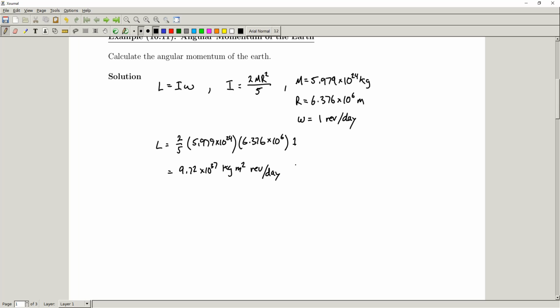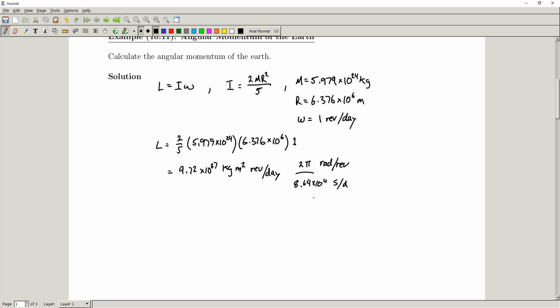So we need to take this result, multiply it by 2 pi, which is rads per rev, so radians per revolution, and divide that by 8.64 times 10 to the 4 seconds per day, which is how many seconds there are in a day.